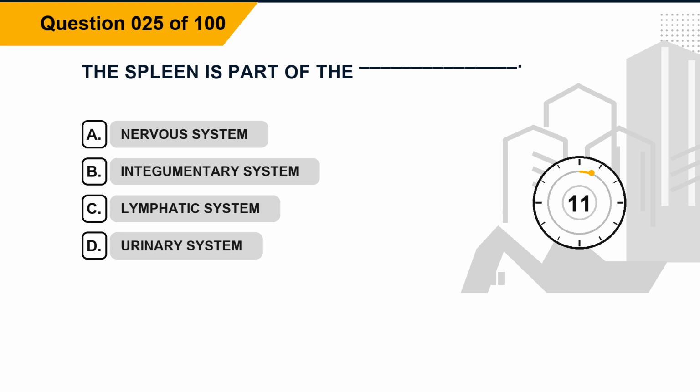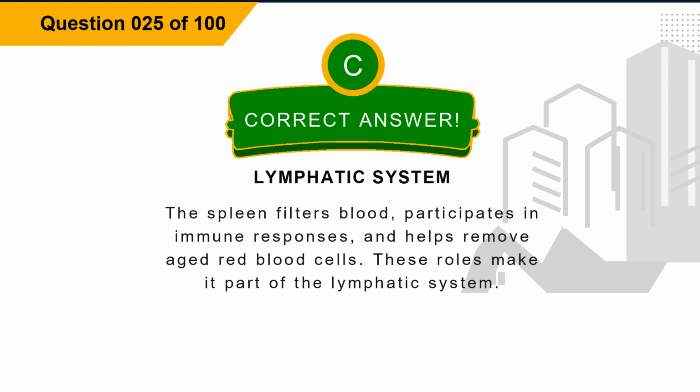Question 25. The spleen is part of the blank. Option A, nervous system. Option B, integumentary system. Option C, lymphatic system. Option D, urinary system. The correct answer is option C, lymphatic system. Explanation: the spleen filters blood, participates in immune responses, and helps remove aged red blood cells. These roles make it part of the lymphatic system.